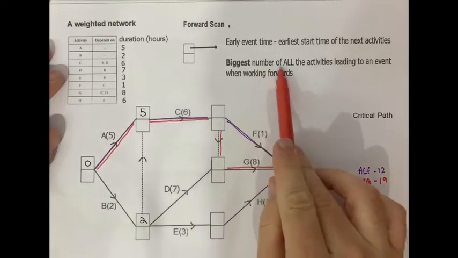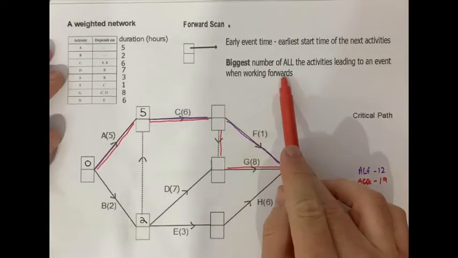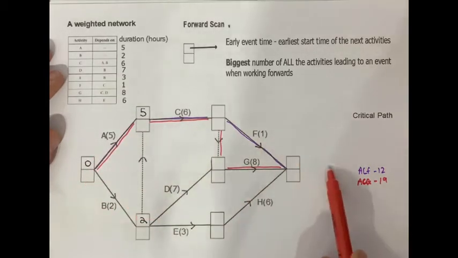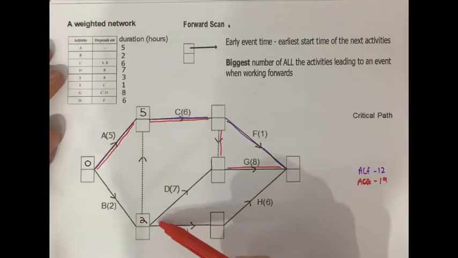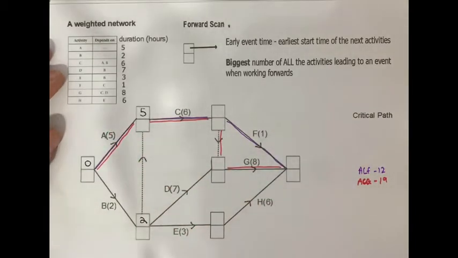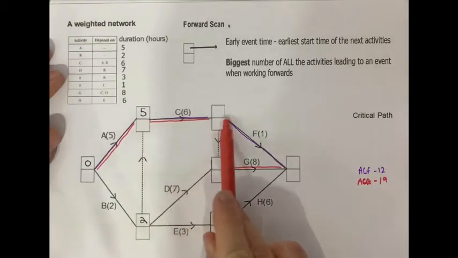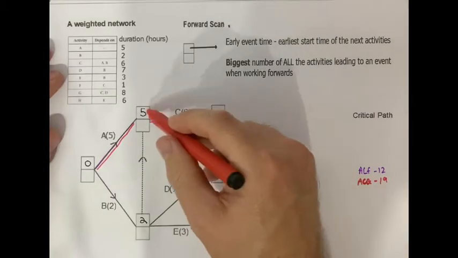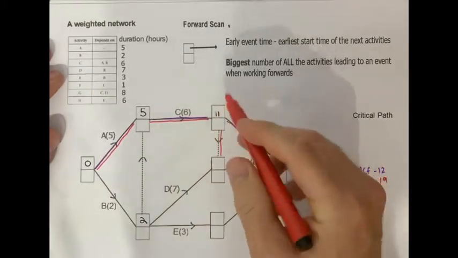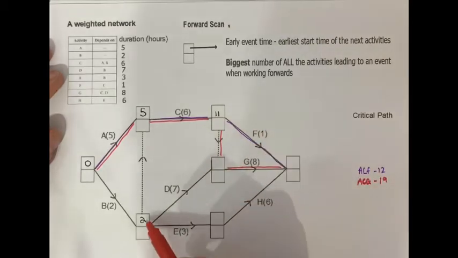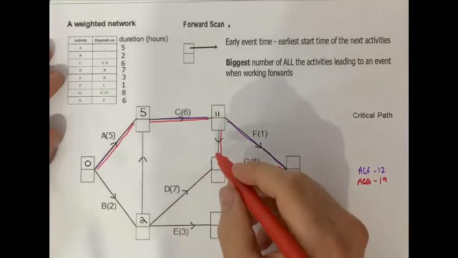And although I said we're working forwards, what I mean by working forwards is moving through the chart, but the activity can go backwards, it's just the way it's been drawn. Okay, so this one, we have got no choice. There's only one activity leading into this event, so 5 plus 6 is 11. This has 2, so you've got 11 plus 0 is 11 versus 2 plus 7 is 9. So 11 is the winner.